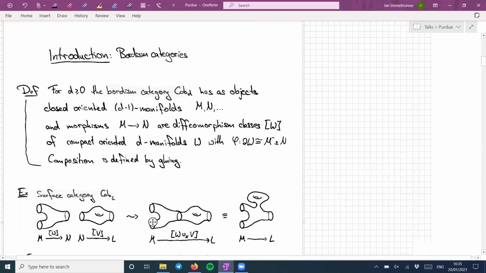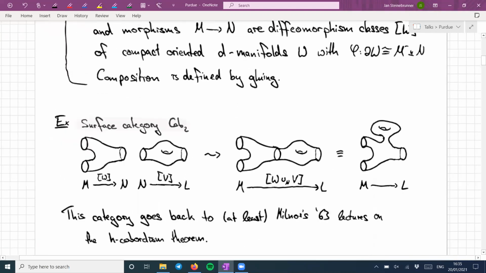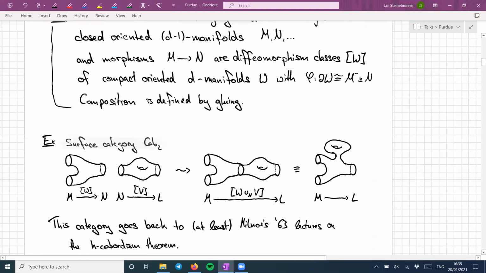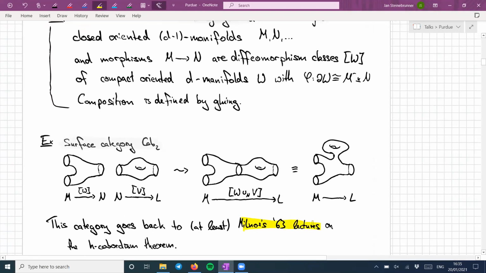This bordism category has been around for a while. The earliest reference I know is Milnor's lecture notes from the 60s on the h-cobordism theorem. I guess he uses it there because he wants to talk about h-cobordisms. He wants to decompose bordisms and keep track of how they glue together. And I guess that's what this thing does in general. It knows about D-manifolds with boundary, and it knows how these D-manifolds with boundary can be glued together.